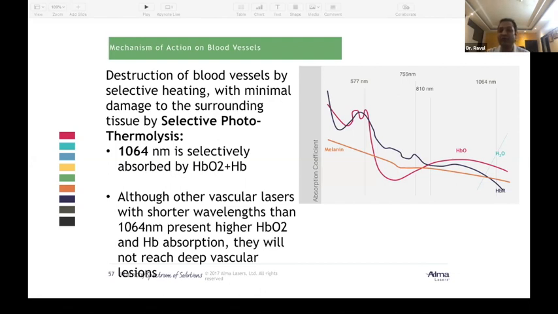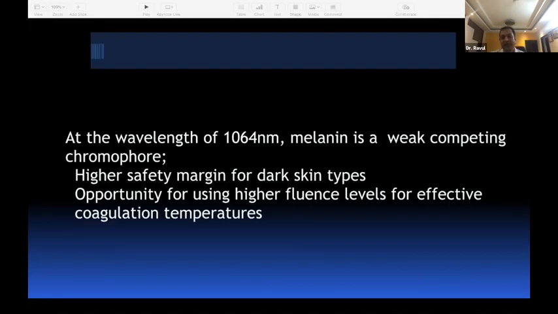Another reason we use this is because it has more depth. And second is, it does not get absorbed by the melanin, very low component. So you will not get much skin damage, especially in type 4, type 5, type 6, darker color people, because they have a lot of melanin. If you use the earlier lasers, KTP and all, they can be absorbed mainly by the melanin because of the melanin curve, which we discussed. So at the wavelength of 1064, melanin is a weak chromophore. So we have higher safety margins, and that's why we can use a higher energy so that we can damage the blood vessel.